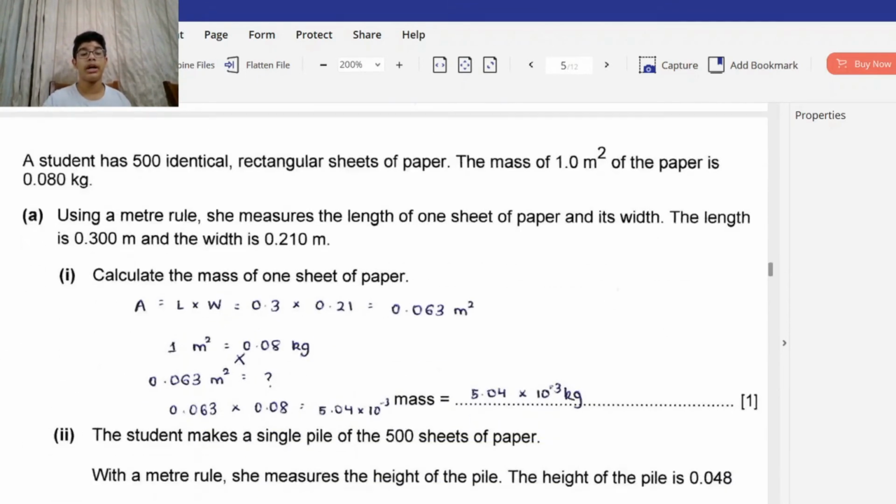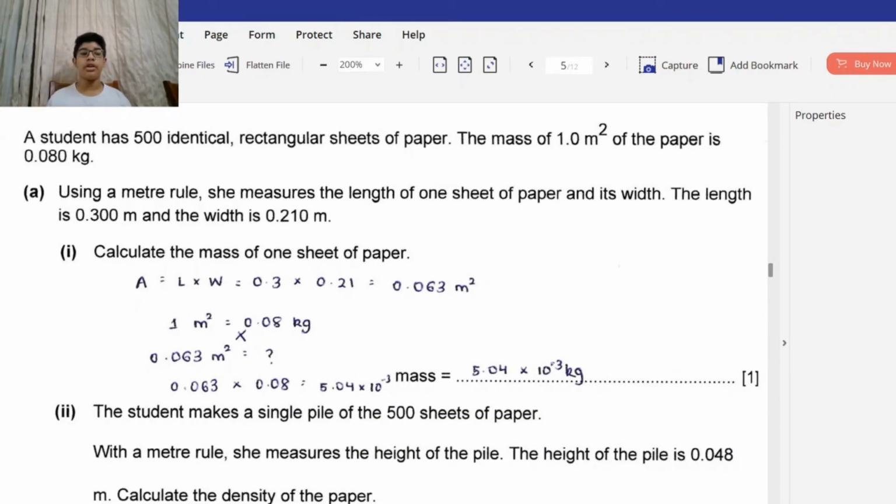Okay, so let's scroll down. A student has 500 identical rectangular sheets of paper. The mass of 1 meter squared of the paper is 0.08 kilograms. Part A. Using a meter rule, she measures the length of one sheet of paper and its width. The length is 0.3 meters and the width is 0.21 meters. Calculate the mass of one sheet of paper.